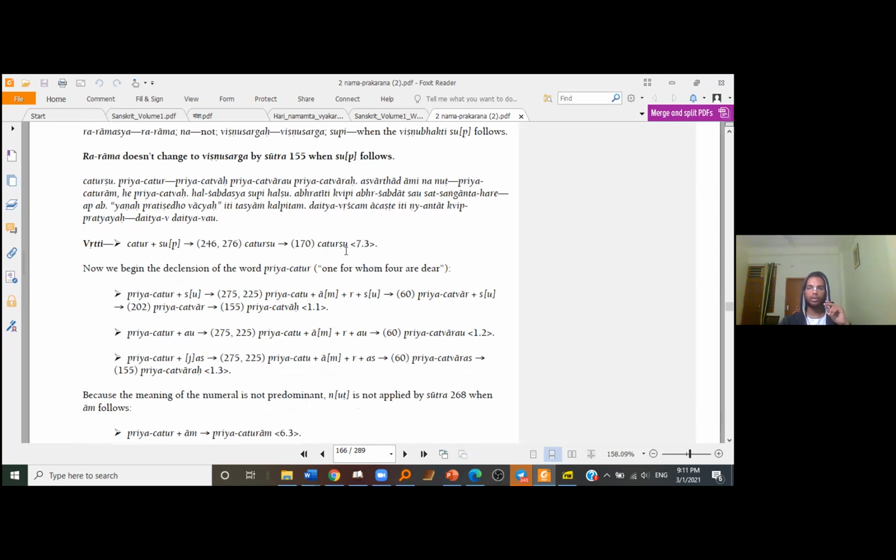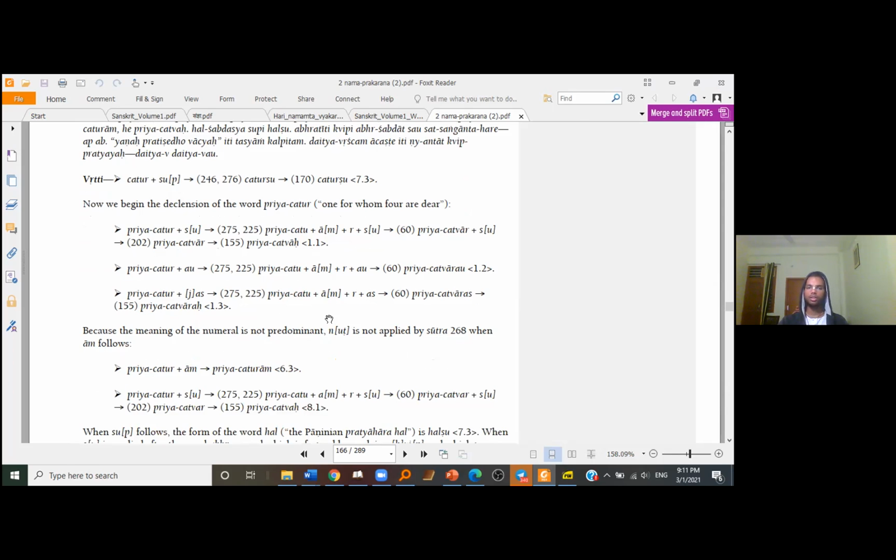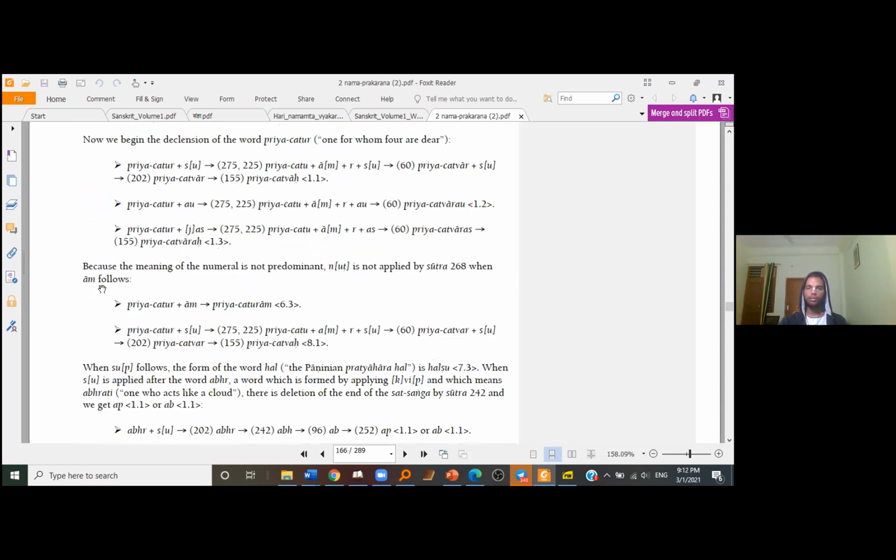And yes, we have Chatvar, Priya Chatvar, Priya Chatvaha, Chatvarau, Chatvara, and like that, Chatvaram, Chatvarau, Chatvaraha, and so on. Because the meaning of the numeral is not predominant, nut is not applied by Sutra 268, Rashanant Sankhyaveho Nudami Swarte. So it's not Swartha. So Priya Chaturyukta Am, so Vishnu Bhakti Siddham Vishnu Padam, Priya Chaturam.